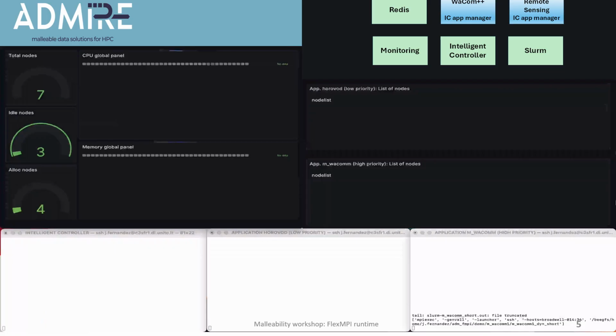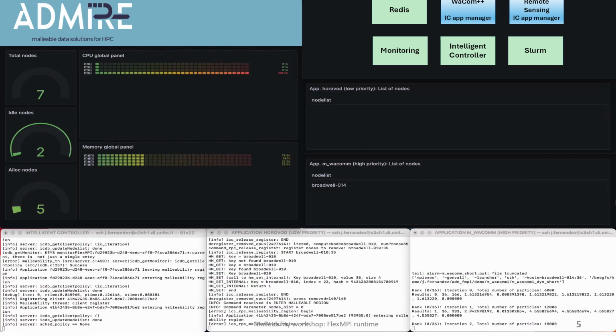Let's begin with the demo by first introducing the layout of the display. Here we can see the number of nodes used by both applications. The total number of nodes is 7, broken down by the number of idle nodes, which is 2, meaning unused, and allocated nodes, which is 5. In this example, the remote sensing application originally used 4 nodes and Wacom++ only 1.